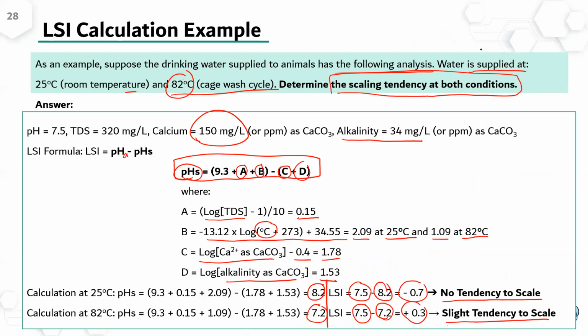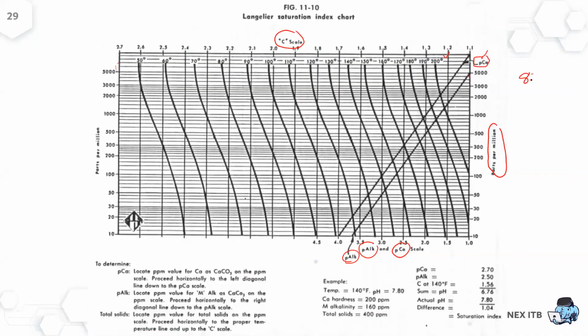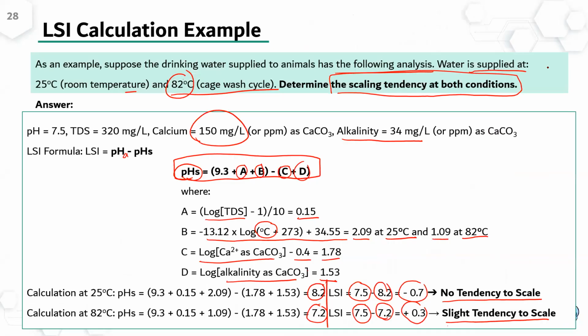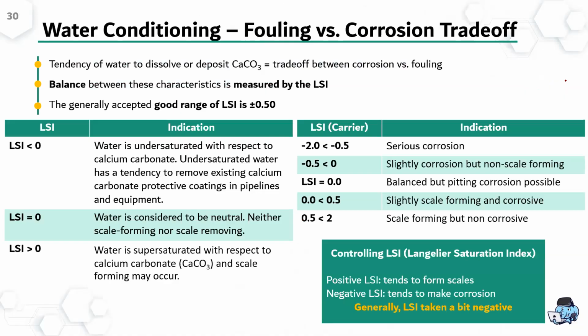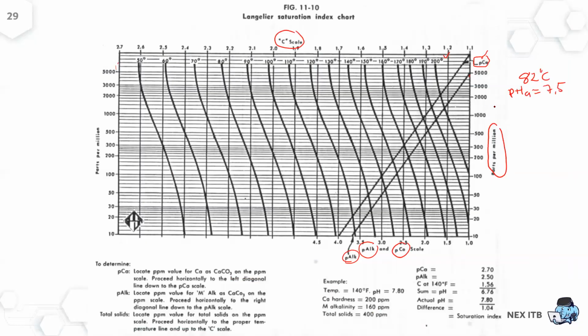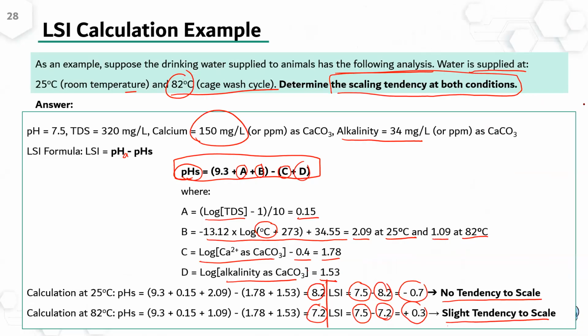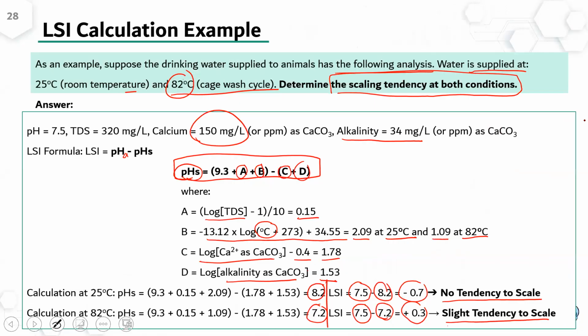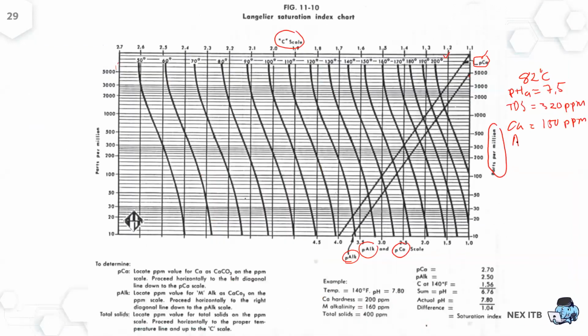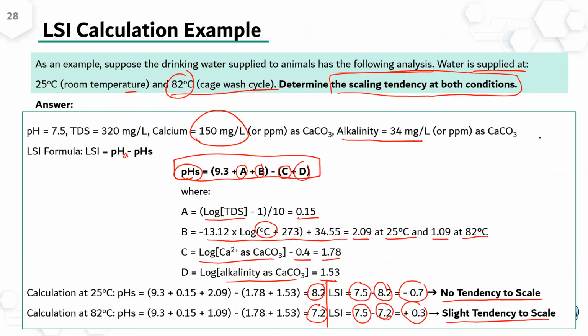So we can try, for example, 82 degrees C. I'll write down all of the known parameters first. Actual pH is 7.5. TDS is 320 ppm. Calcium is 150 ppm. Alkalinity is 34 ppm.